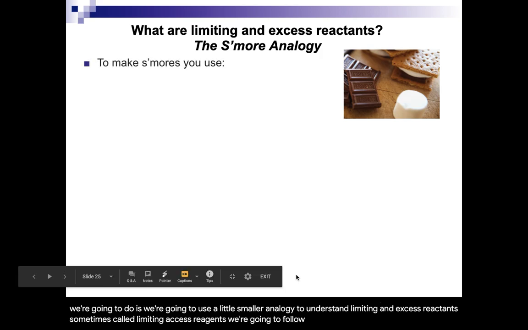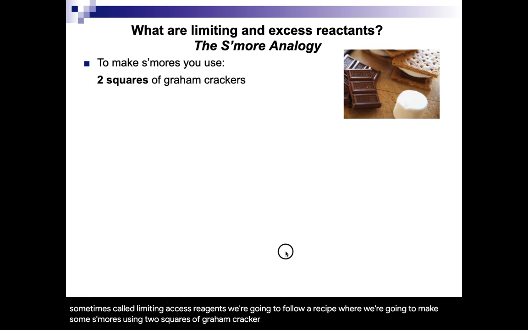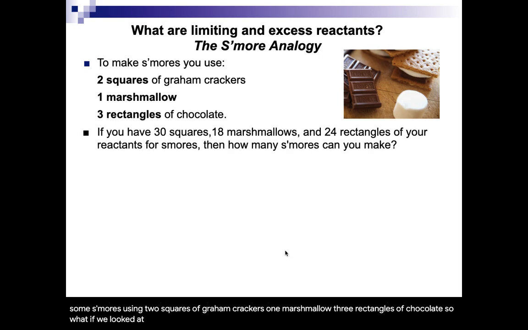We're going to follow a recipe where we make some s'mores using 2 squares of graham crackers, 1 marshmallow, and 3 rectangles of chocolate. So what if we looked in our house and had 30 squares, 18 marshmallows, and 24 rectangles of reactants to make our s'mores? Then how many s'mores could we make?